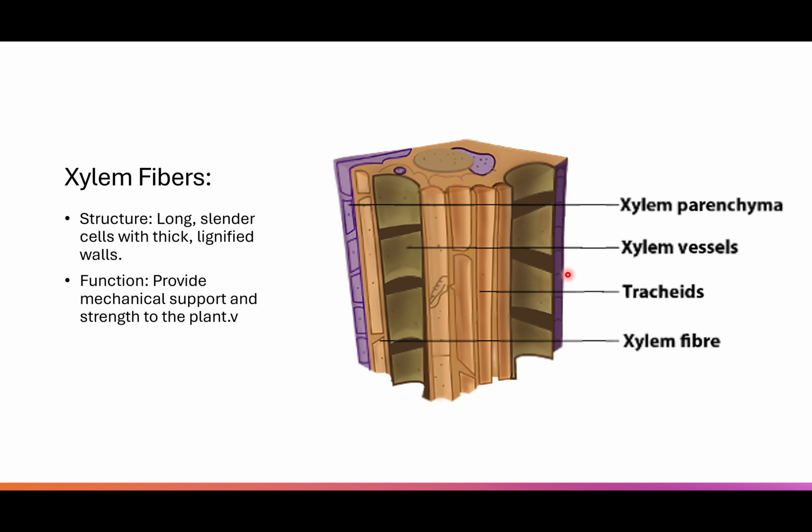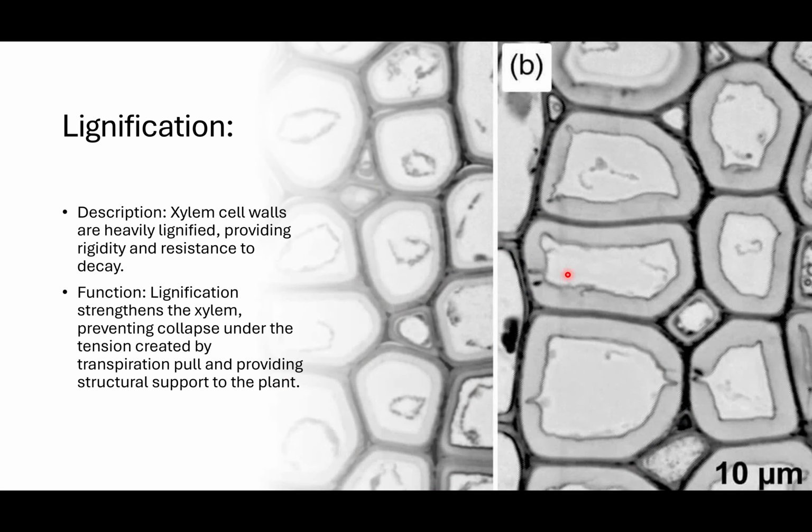Some notable features about xylem: we have the lignification. Xylem cells are heavily lignified, providing rigidity and resistance to decay. Lignification strengthens the xylem and prevents any type of collapse over the high tension and water pressure that is passing through the xylem at all times, and the tension created by transpiration pull and by root pressure. The lignification helps the structural integrity of the xylem to make sure that they don't rupture under high pressure.